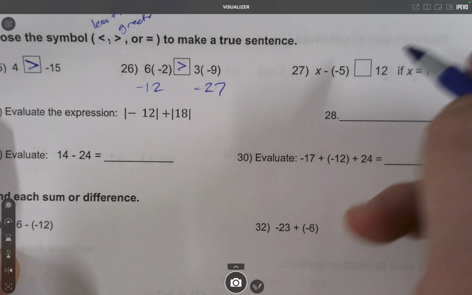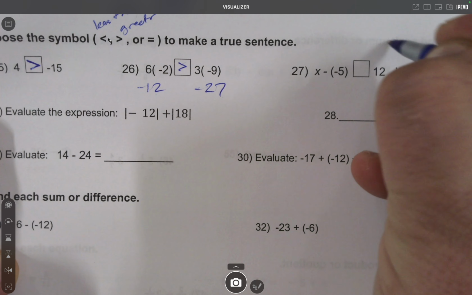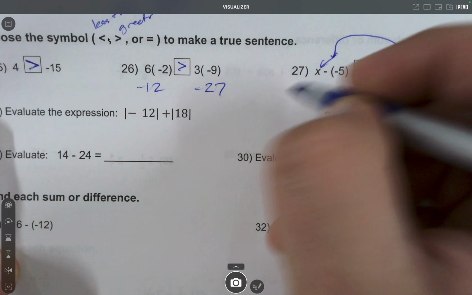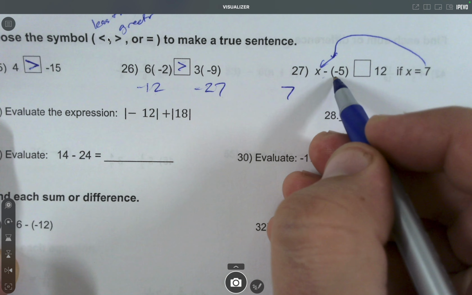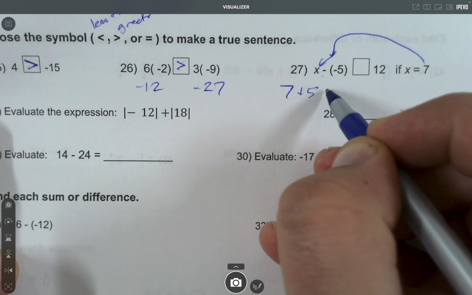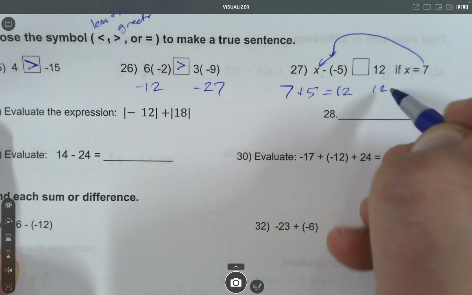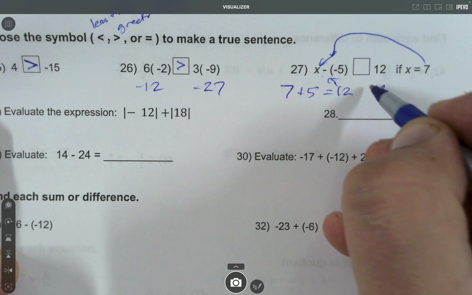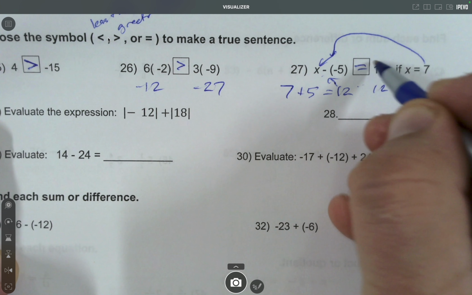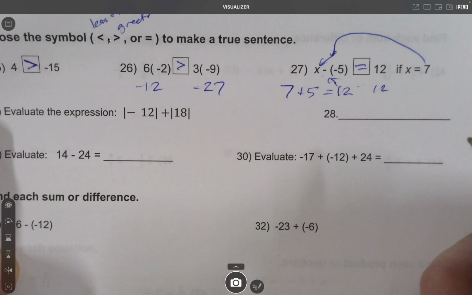Okay. On number 27, we plug 7 in for x, and we change minus and negative to plus. So we get 7 plus 5 equals 12. So we have 12 on this side and 12 on this side. So equals is what we need in between the two.